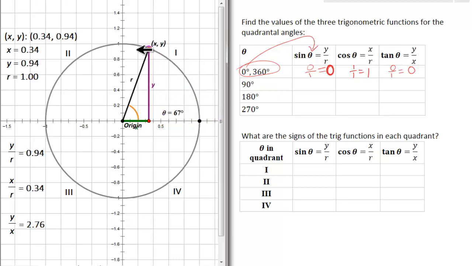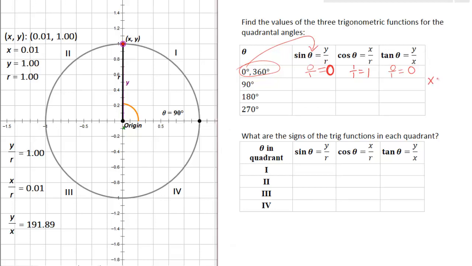What about at 90? So fill this in here, try it out on your own, and then check with the video for the answers. So sine of 90, what happens with sine of 90? Well, what's your x? And what's your y? And what's your r? Your r is still 1, your x is 0, and your y is 1. So now you have 1 over 1, 0 over 1, and here you have 1 over 0. So there's a problem, and at that point it is undefined.